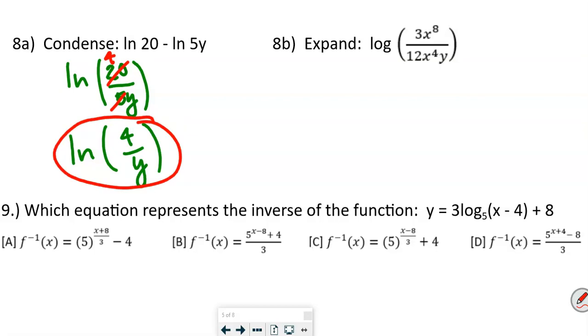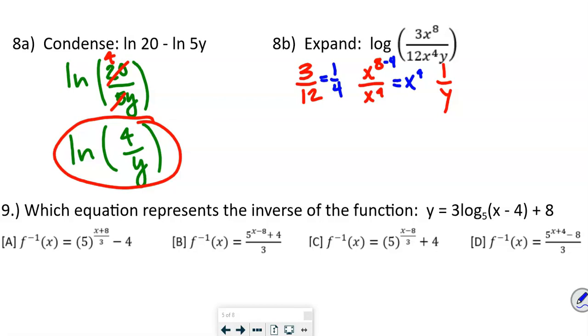Now the next one we're going to expand. So the first thing I want to do with a problem like this is break it up into parts. So I like to do the 3 over 12, and then the x to the 8th over the x to the 4th, and then our 1 over y. Well, we're not going to do anything to that 1 over y, right? So this one right here is going to be what? Reduced to be 1 over 4. And we're going to subtract the 4 from the 8. So this is going to end up being x to the 4th, and that's going to be on top, right?